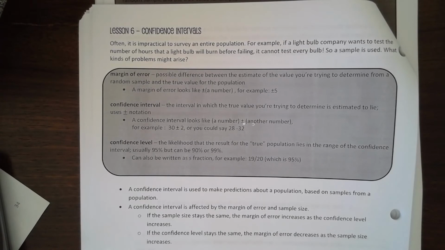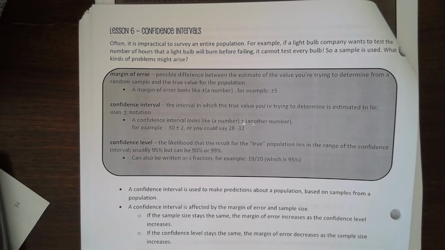First is margin of error. Margin of error is the possible difference between the estimate of the value you're trying to determine from a random sample and the true value. So margin of error looks like a plus or minus. We might say that candidate A has a 43% chance of winning the election, plus or minus 5%. That means a sample can't be perfect. We think the answer is 43, but it could be as high as 48 or as low as 38. Somewhere in there is actually the answer.